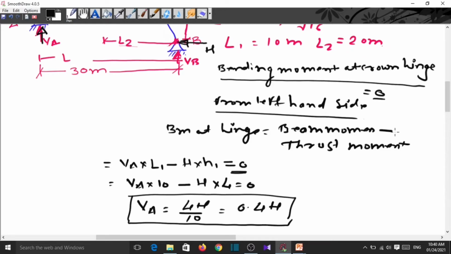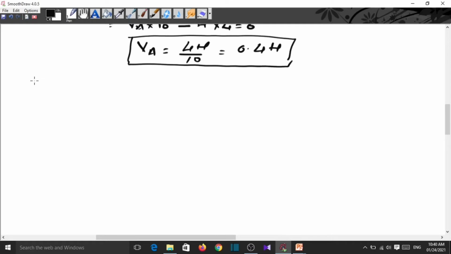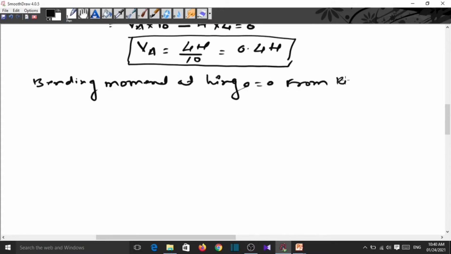Now again we are taking the bending moment from the right side. Bending moment at the hinge is equal to 0 from the right side. Again the formula: bending moment at the hinge is equal to the beam moment minus the thrust moment.